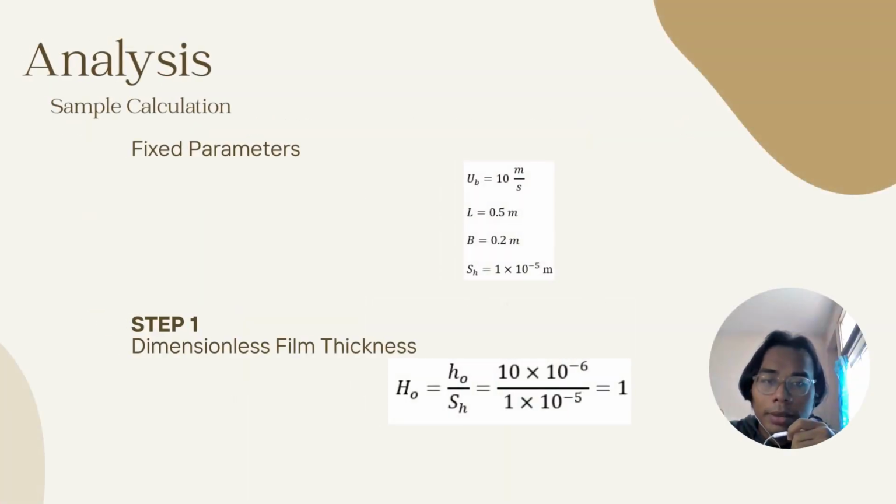Before starting our analysis, we need to have a few of our critical parameters fixed. They are the velocity, the length, the width of bearing, and the shoulder height. Then, we can proceed with the first step, which is determining the dimensionless film thickness. For the sample calculation, we assume that the dimensional film thickness is 10 micrometers, in which we obtain the dimensionless film thickness of H0 equals 1.